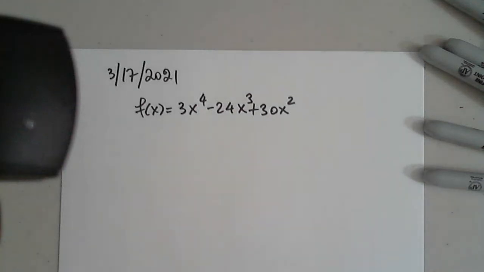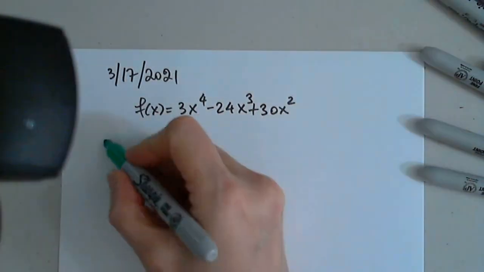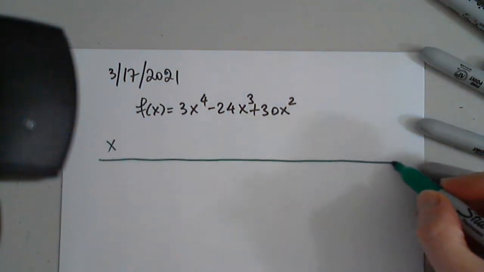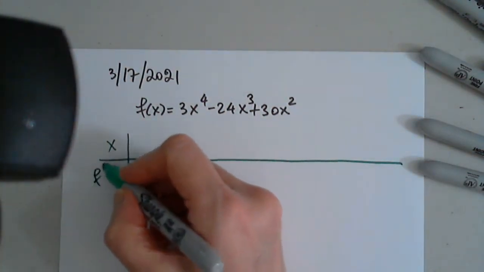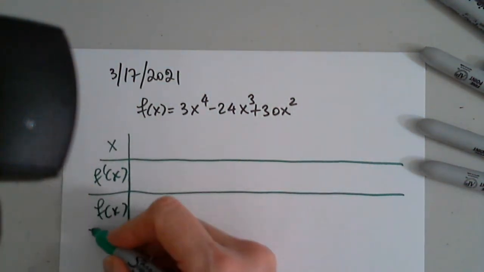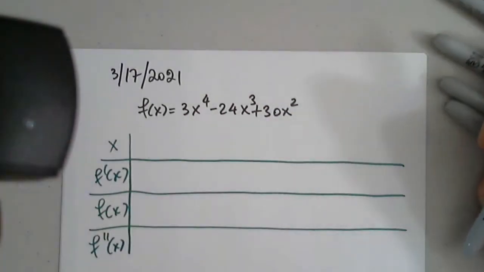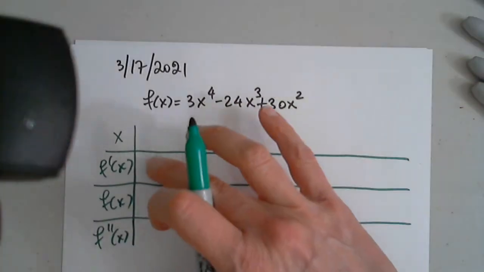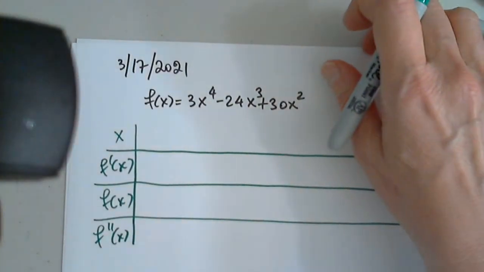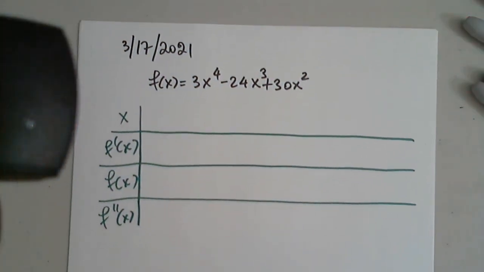...us to find everything. So I will get my table going right away. F prime, f of x, and f double prime. I saw in some of your homework you put f prime and f of x. That's fine. Let me explain why I think it is better if you put f of x in the middle.